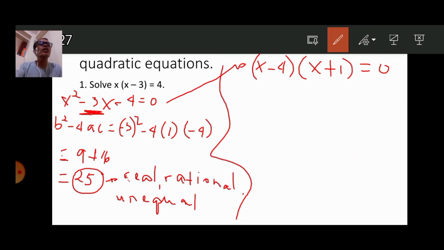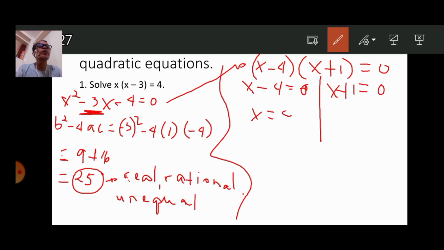Okay, equating the factors to 0, so you will have x minus 4 equals 0, and the other one, x plus 1 equals 0. So transpose 4 to the other side, you will have x equals 4, and the other one, transposing 1 to the other side, you will have x equals negative 1.